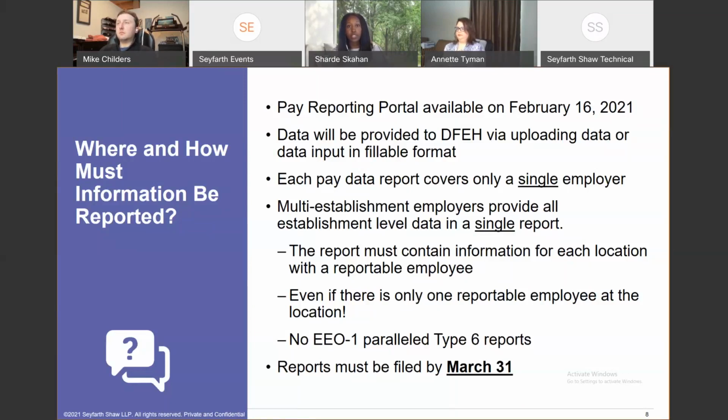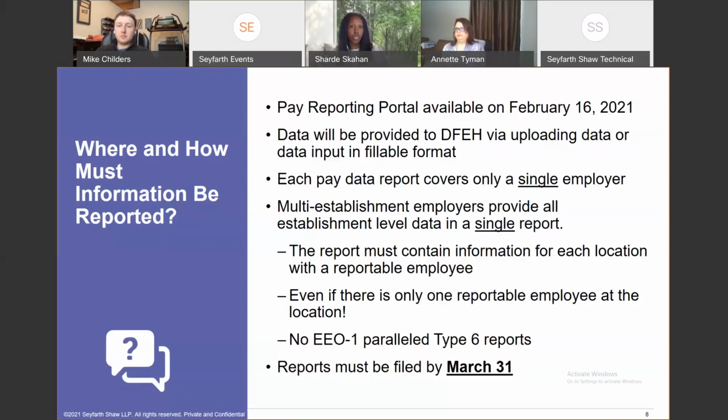The DFEH recommends using the upload option, and that generally is probably going to be easiest because you can use a CSV file or an Excel spreadsheet to input all of the information that you have, and it will make it very easy to edit as necessary before you're uploading it. But there is an option to input it into a fillable form on the website if that's what you choose to do. Again, as Annette mentioned, each report is going to cover only a single employer. And for the multi-establishment employers, all of the establishment level data is going to be included in a single report.